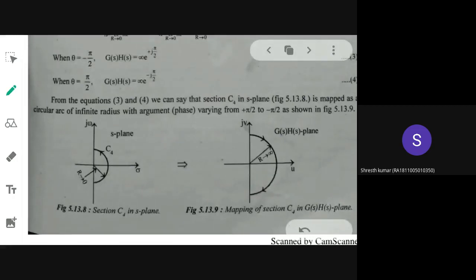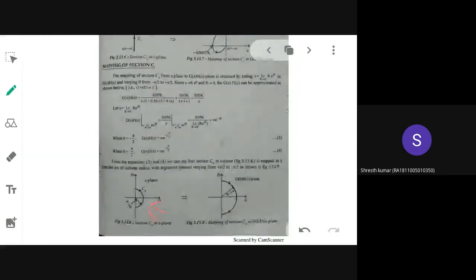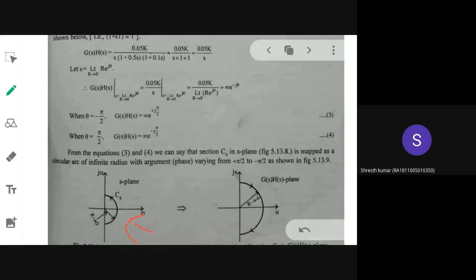Now in this case, you have to adopt the same procedure. You have to substitute the limit r e power j theta in s, but here instead of infinity, the radius will be tending to 0, and the angle will also vary depending upon the segment that you are going to map. Again I am telling you, this is a segment that you are going to map very close around the origin, whose radius is equal to 0, and it is traveling in anti-clockwise direction.